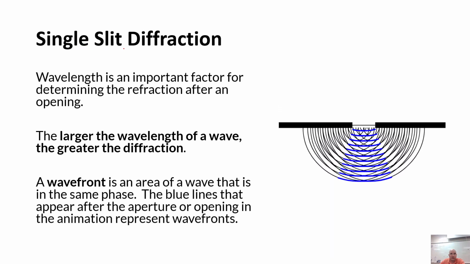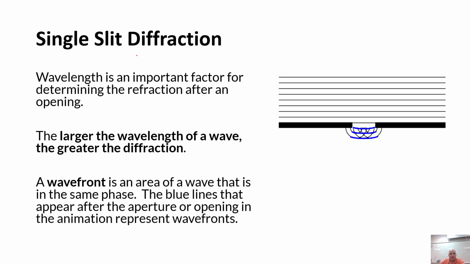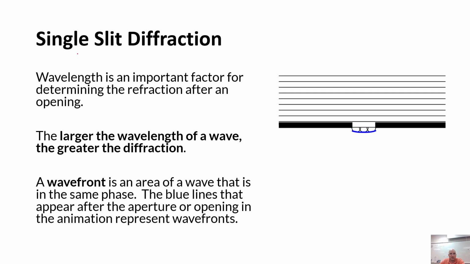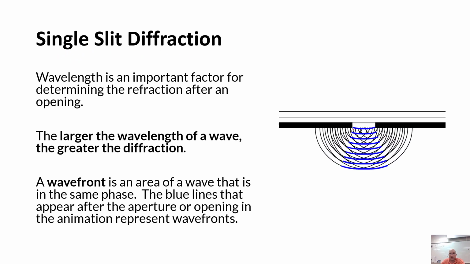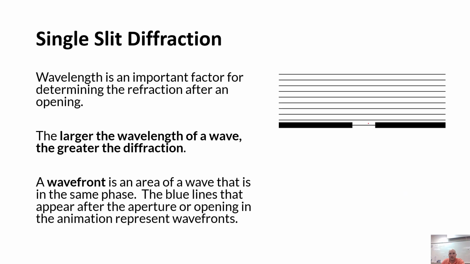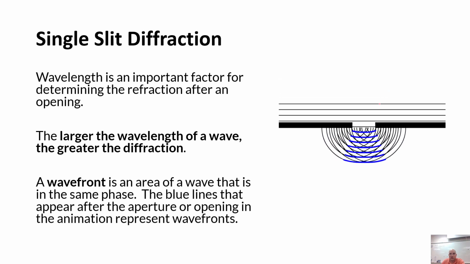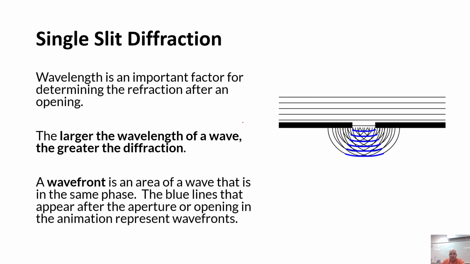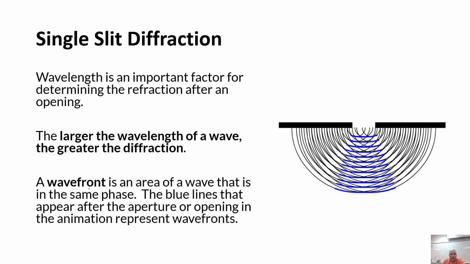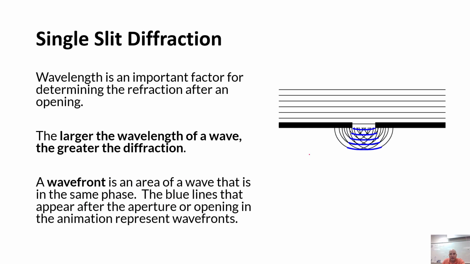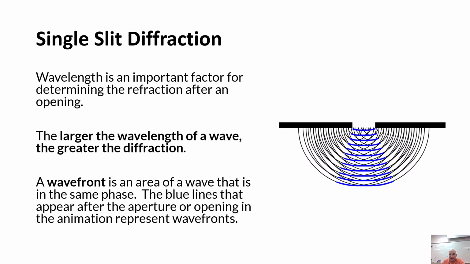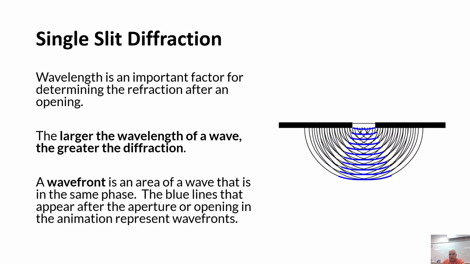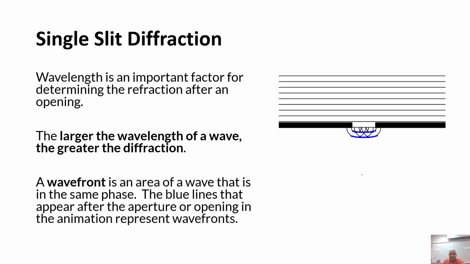Another thing you'll hear in physics that helps define some of the properties of light and how light is a wave is an experiment where you have a thin slit and you shine light through it. When you shine light through it, first of all, all these different lines coming in are considered wave fronts. A wavefront is an area of a wave that is in the same phase. And then there are these blue lines after going through the slit. These blue lines are drawn there purposely to show you the different wave fronts that are occurring.